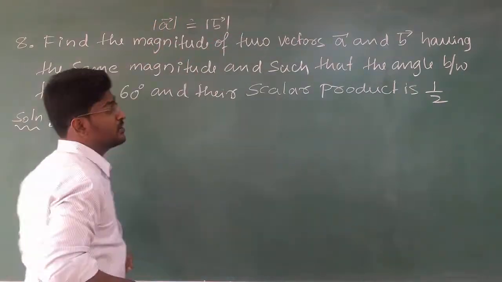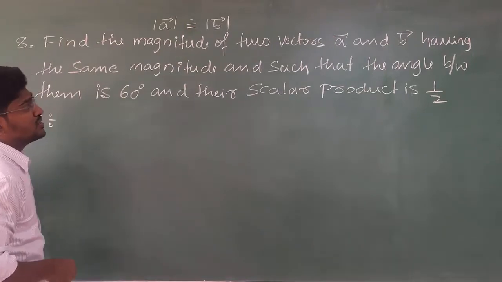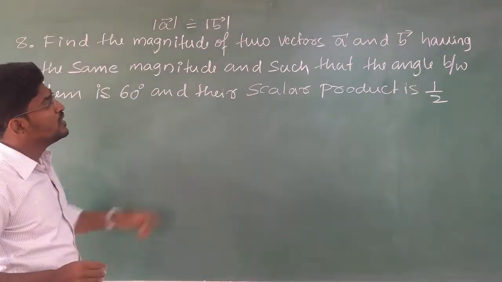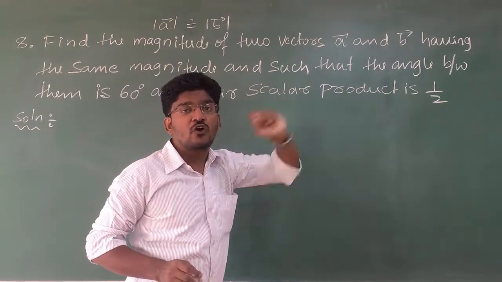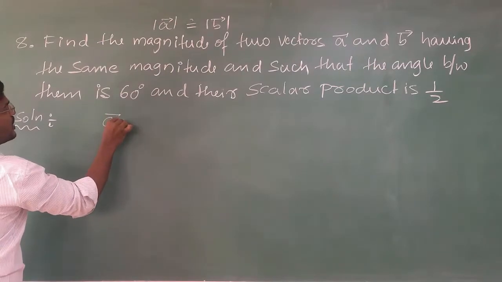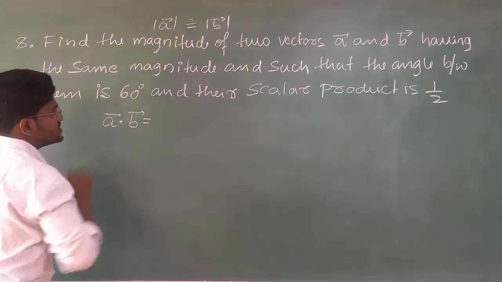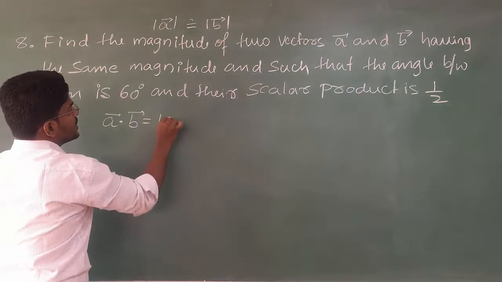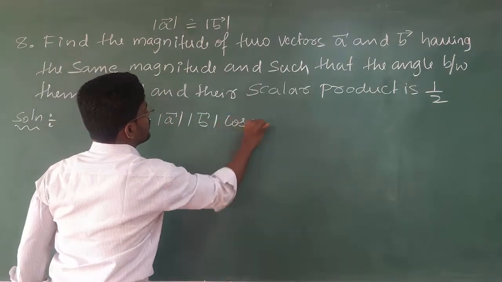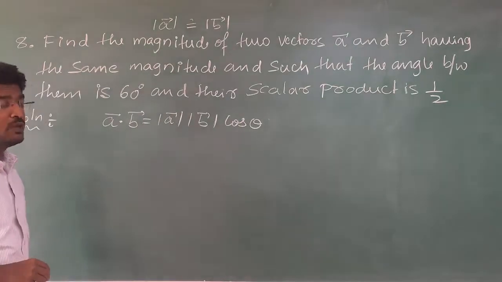They are asking what the magnitude of A and the magnitude of B is. Students, first we shall go through the scalar product formula. What is the scalar product formula? Vector A dot vector B is equal to magnitude of A, magnitude of B, cos theta. So this is the formula.